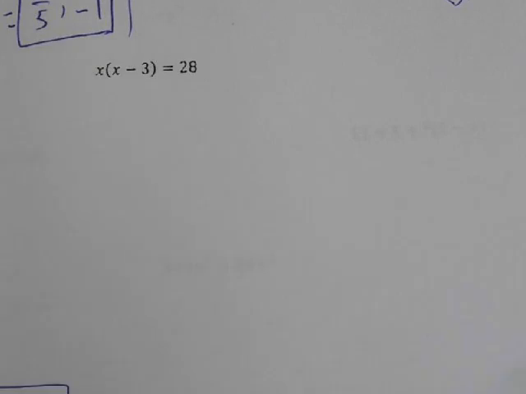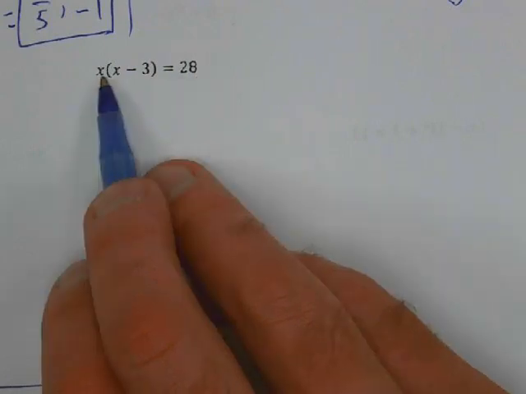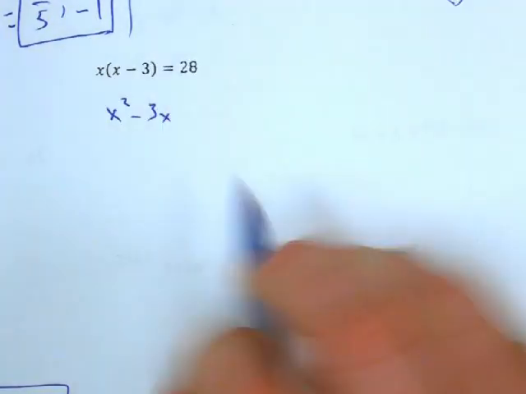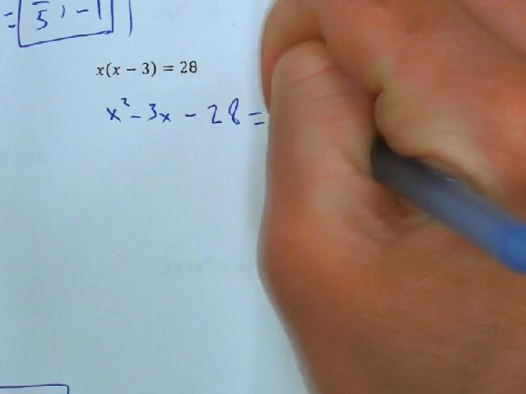Okay, on the last one on this page, first thing we want to do, since it's not set equal to 0, is set it equal to 0. There's 2 steps to doing that. One, I want to distribute the x to give us x squared minus 3x. And then we also want to subtract the 28 over to give us minus 28 equals 0.